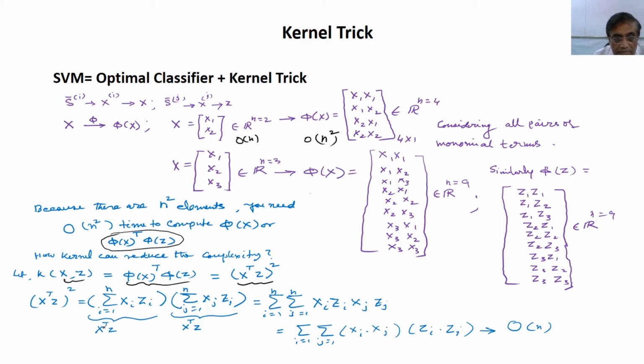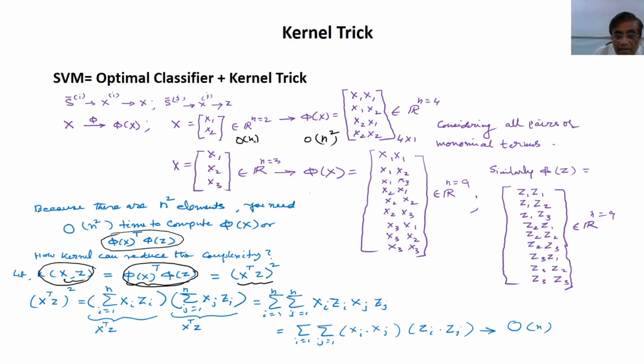You can see x transpose z is the sum over i equals 1 to n of x i z i, times the sum over j equals 1 to n of x j z j. So, it is matrix multiplication, which is why the multiplication becomes a summation. These follow the matrix multiplication rule. You can see this is of the order of n. So, if I could find such a kernel function which is equivalent to this, and I operate in this original domain, then the computational complexity is of the order of n.